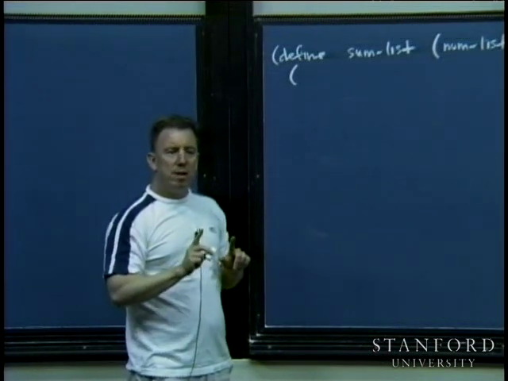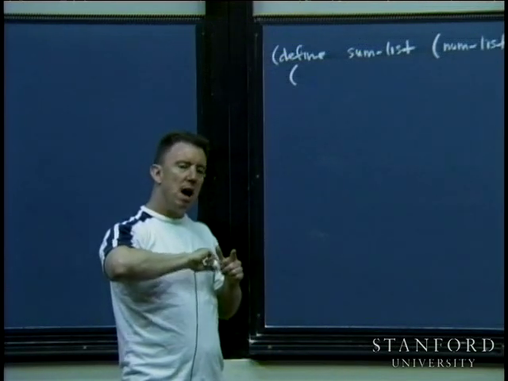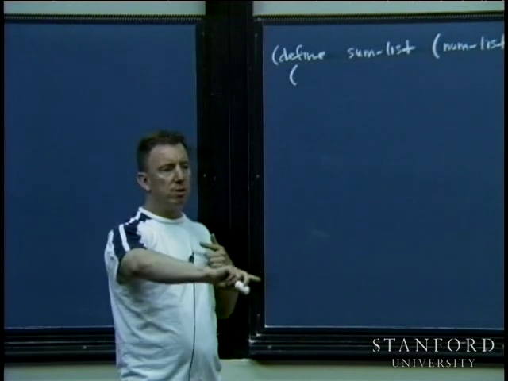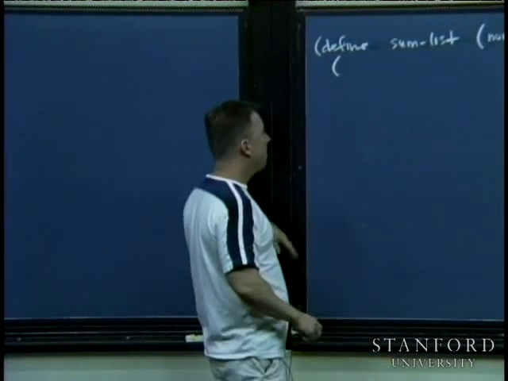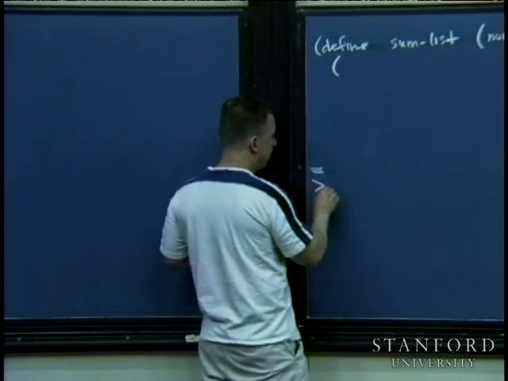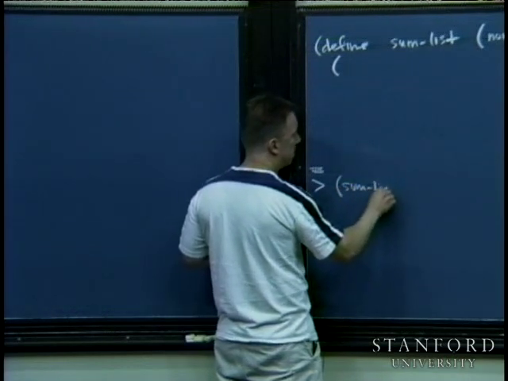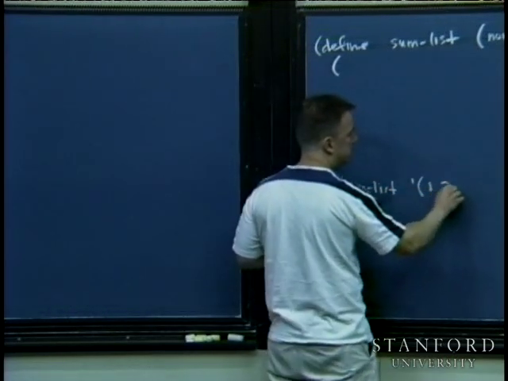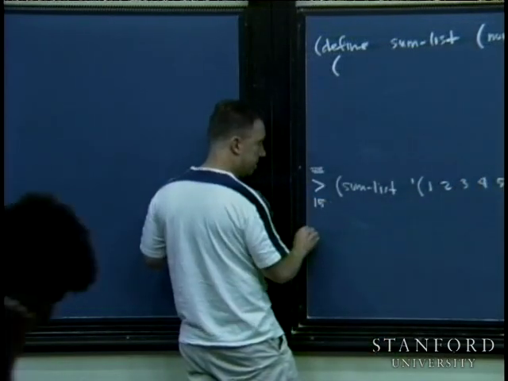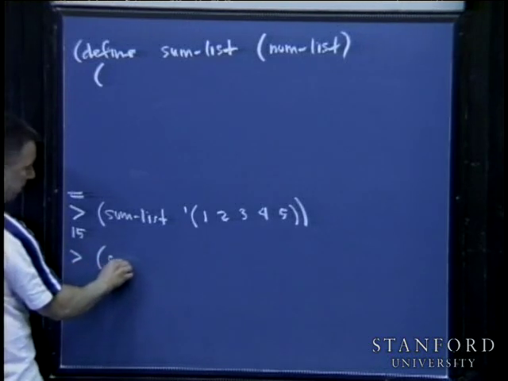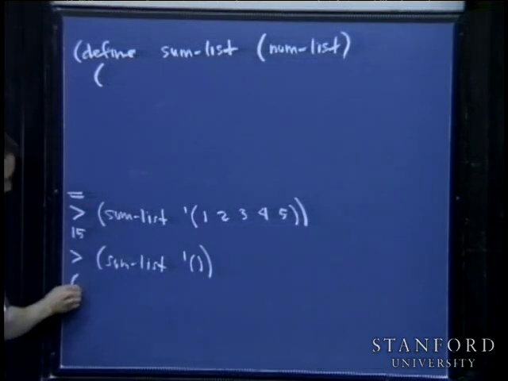Even though there is actually exposed iteration in Scheme, I want to just pretend that it's not available to us. I want to take this purely functional and recursive approach to everything we implement, for the most part anyway. So if I type at the prompt sum list of something like this right here, I would like it to come back with a 15. If I do something like this, I want it to come back with a 0.